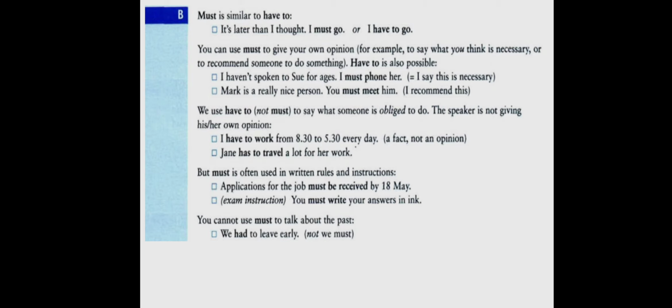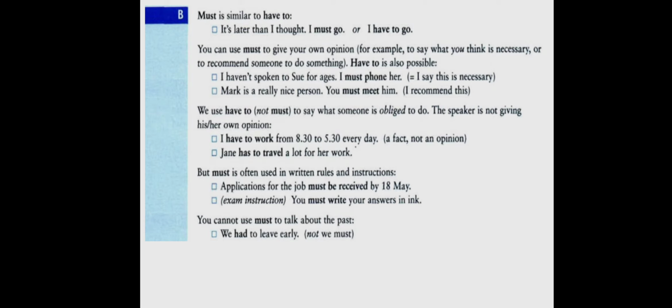External obligation, objective. We use have to. So the person says I have to. When the person says I must go, we understand that this is personal obligation, subjective. It is decided by the person, not by external forces or an external source. You can use must to give your own opinion. We can use must also to express our own opinion, meaning personal opinion.